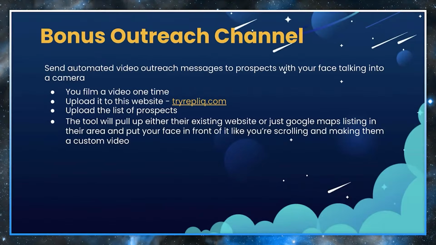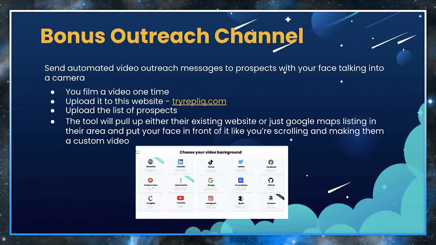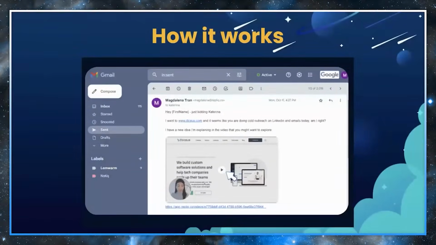And this tool will pull up either their existing website or just Google Maps listing in their area and put your face in front of it, like you're scrolling, like you're filming a Loom video, and like you're making them a custom video like this. So you choose, okay, what do you want to show in the background? I'll show you what this looks like in practice here as well. So you choose website. If they don't have a website, you choose Google right here. And they're just going to see all of their competitors, all the landscapers in Las Vegas, right? This is how it looks.